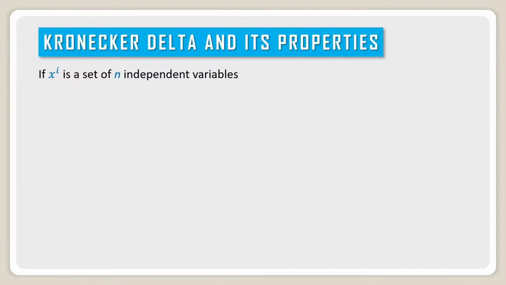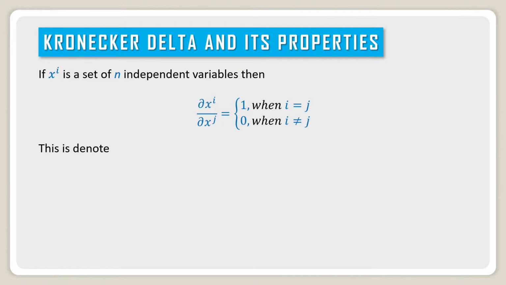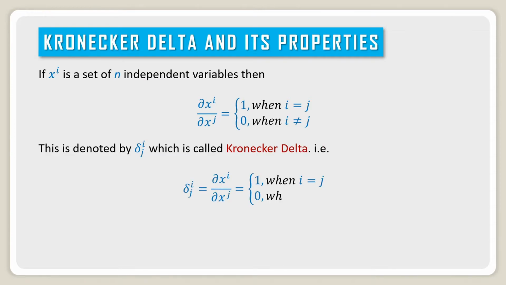Kronecker delta and its properties. If xi is a set of n independent variables, then del xi by del xj equals 1 when i is equal to j and 0 when i is not equal to j. This is denoted by delta ij, which is called Kronecker delta. That is, delta ij equals del xi divided by del xj, equal to 1 when i equals j and 0 when i is not equal to j.